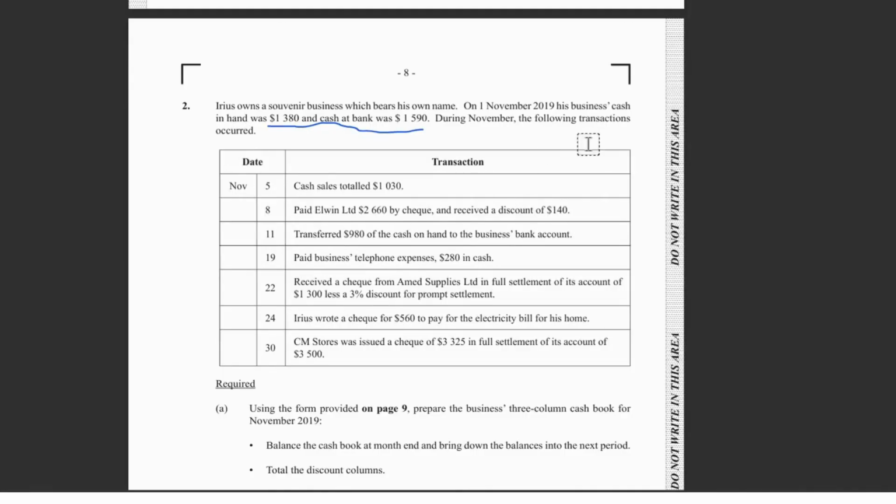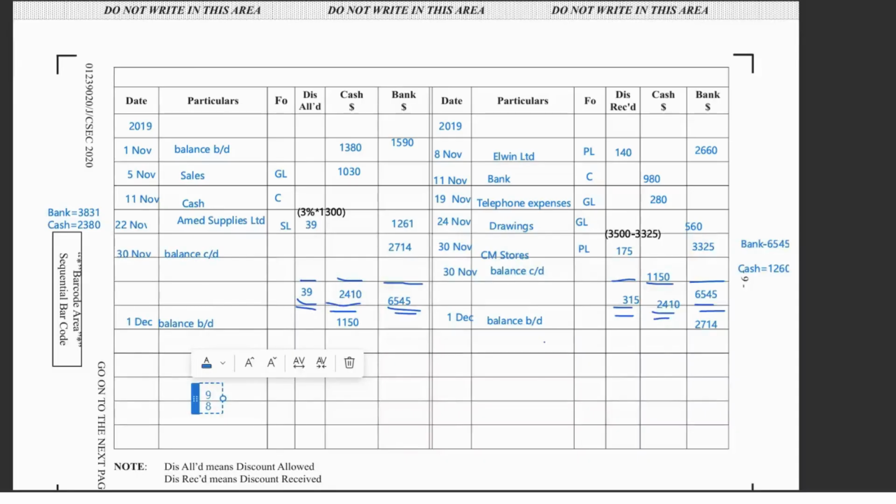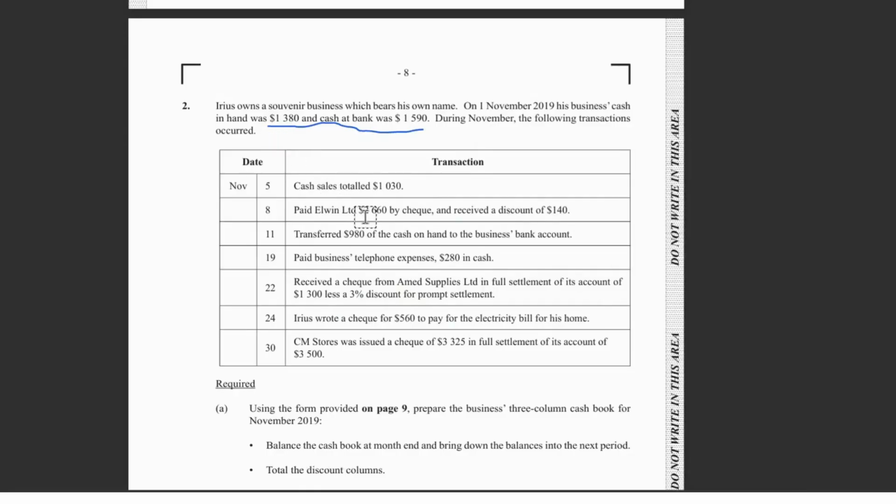Now, because the layout of the cash book is rotated, we're going to use this document. So we need to put our balance BD. So we go ahead, we put our date 2019, and on the 1st of November, we're going to put our balance BD. For cash, it was $1,380, and for bank, it was $1,590. And then we go ahead and we look for our first transaction, which is November 5.